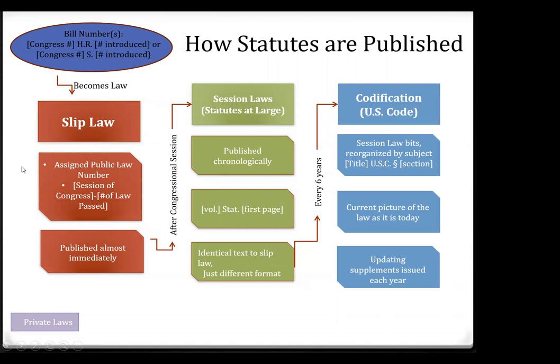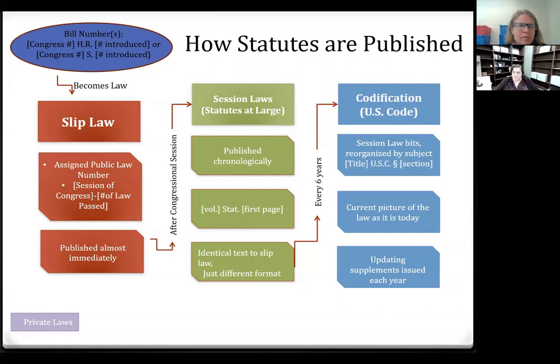We call it a slip law at this stage because it used to be a little slip of paper like this, or a lightly bound large group of papers if it's 200 pages like this budget bill was, like this particular plan was. And we would slip it into binders until the end of the session, the congressional session, when those would be bound and we would purchase books called the Statutes at Large. Nowadays, everything's published almost immediately. It's available online at govinfo.gov.